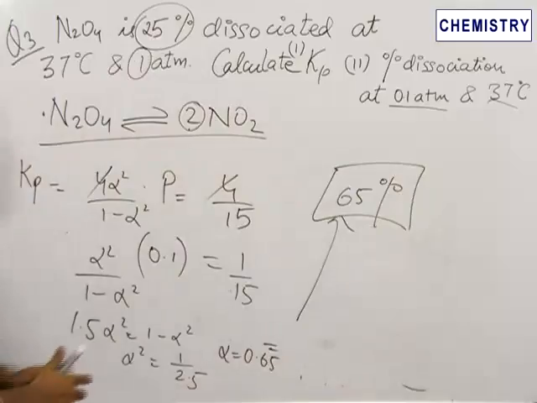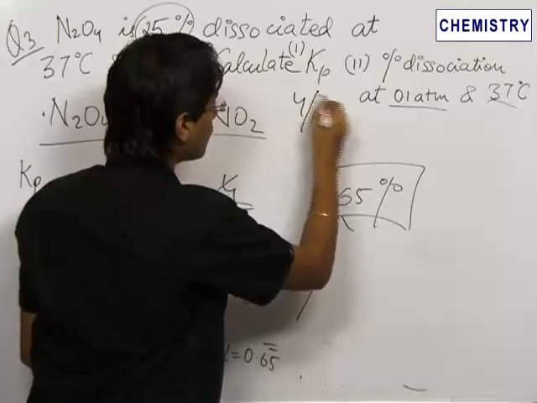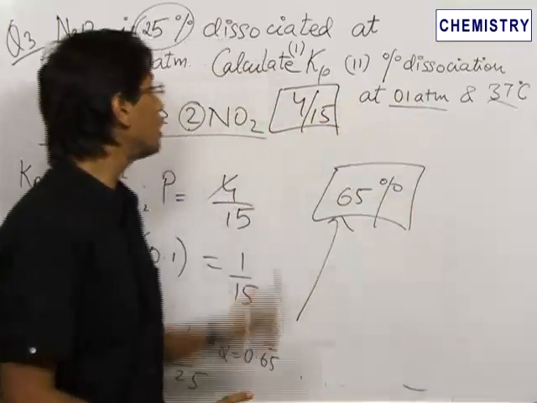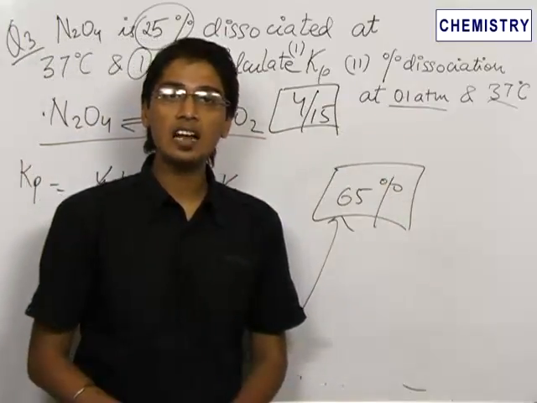Hence the answer for our first part for the value of Kp is equal to 4 by 15, and for the second part the percentage dissociation of N2O4 into NO2 at 0.1 atmospheric pressure is 65%, and these are our final answers.